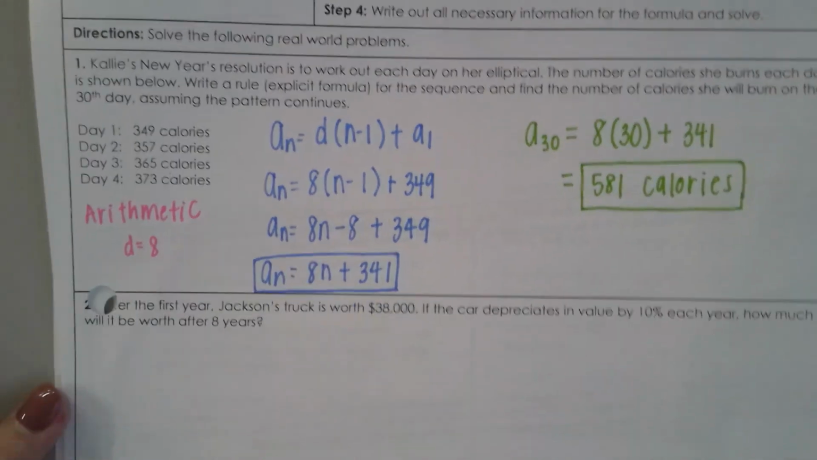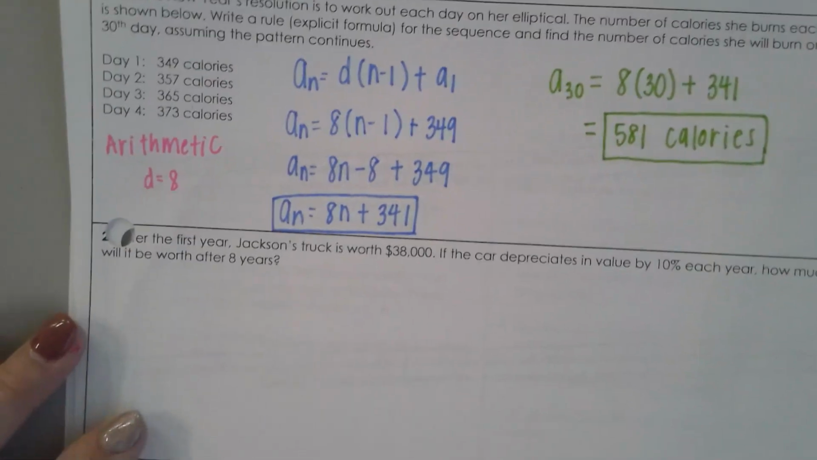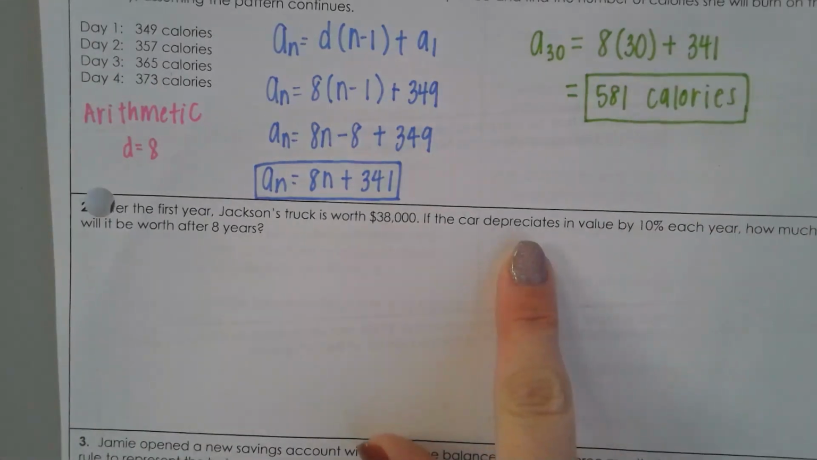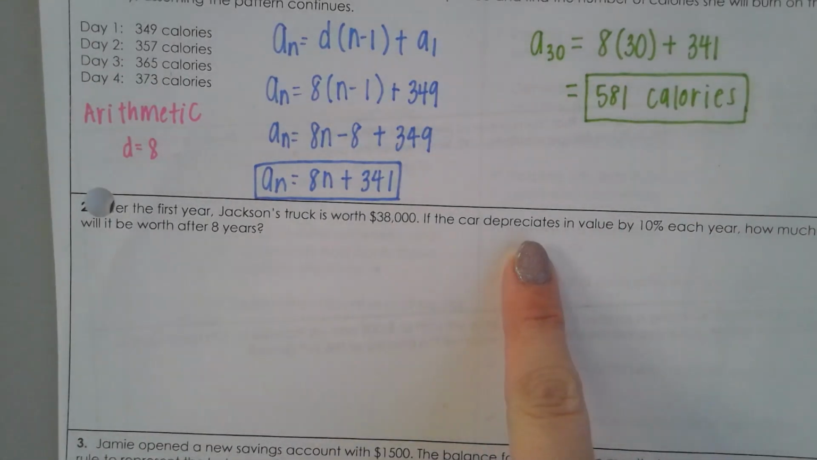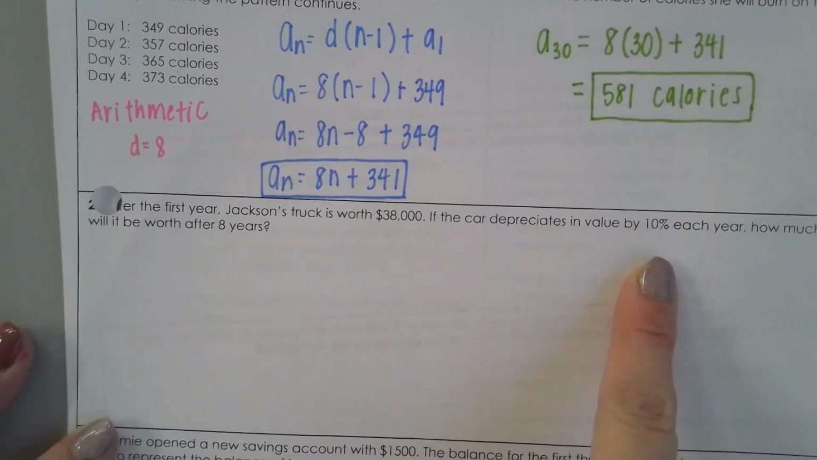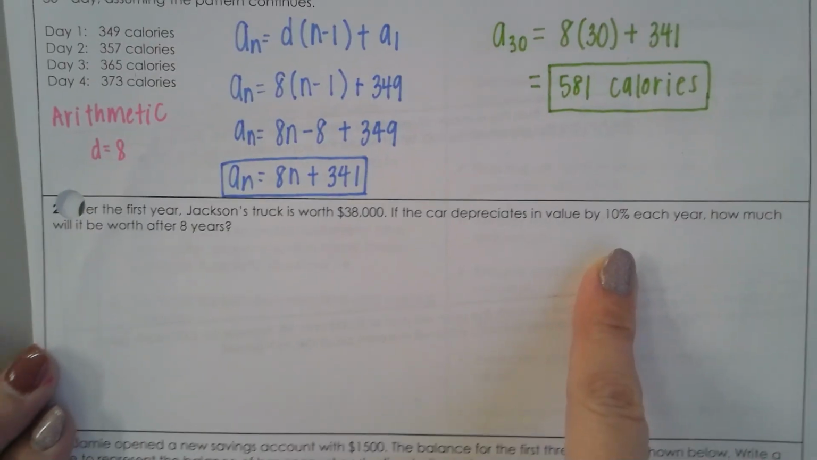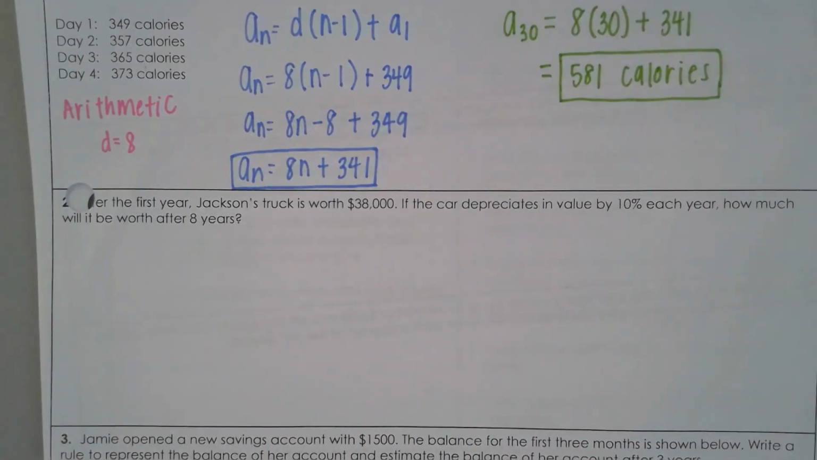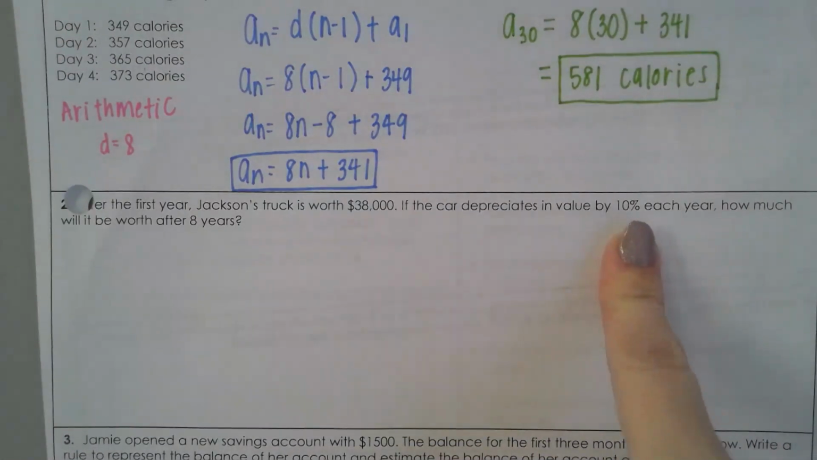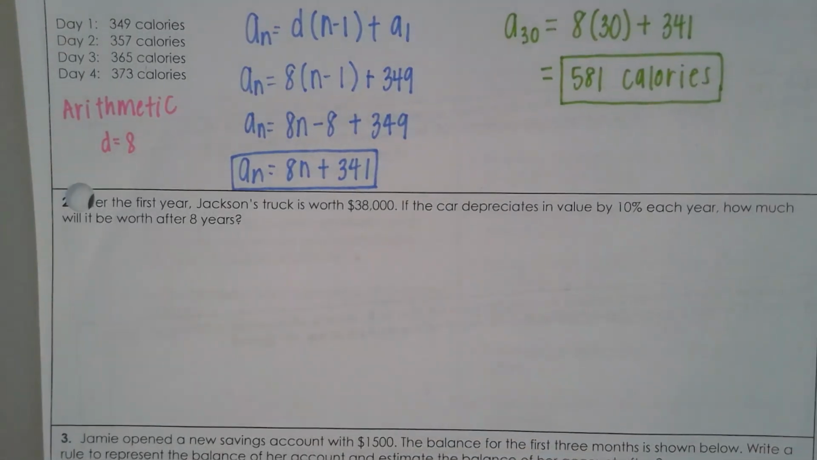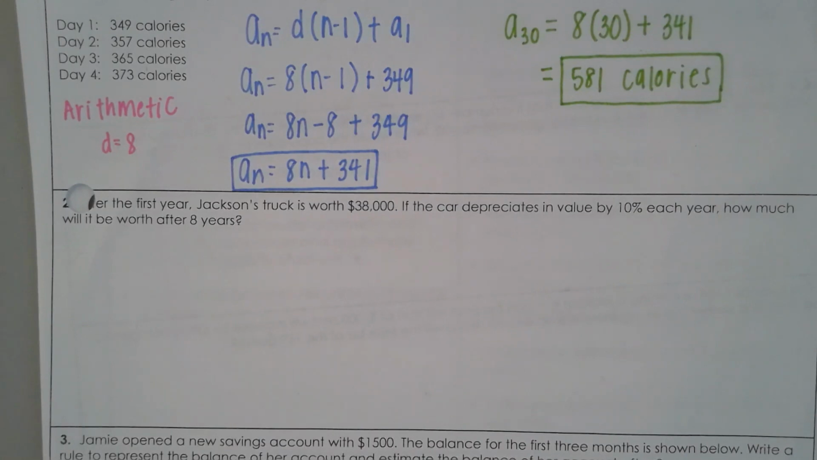Alright, number 2. After the first year, Jackson's truck is worth $38,000. If the car depreciates, what does that mean? Loses value. Loses value by 10% each year. How much will it be worth after 8 years? So when something is depreciating by a percentage, how do you figure out what each next year would be? What do you do with that percentage?